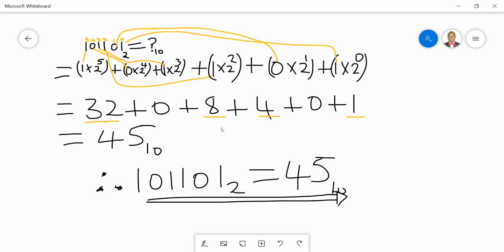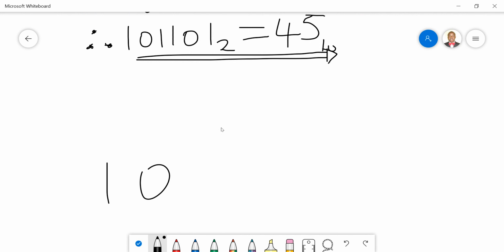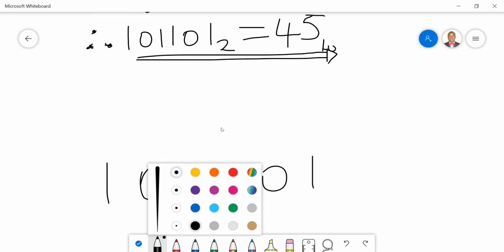This one is just a revision because we already did it in class, so I was just doing a revision with you. And I told you that if you want to do this calculation, the simplest way of doing it, let me also show you now. Let's say you are given 1101 base 2, and they say convert it to a decimal number, and I told you that the easiest way to write it is this way, and it is simple and straightforward.